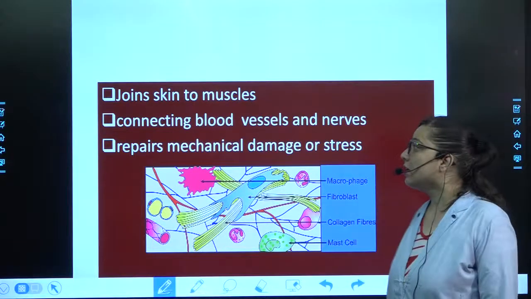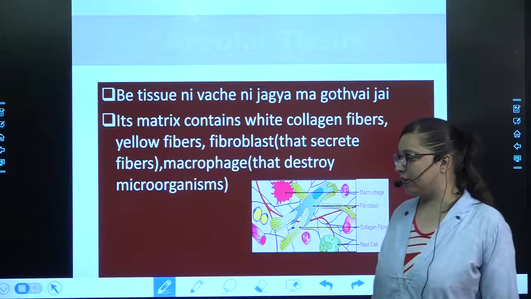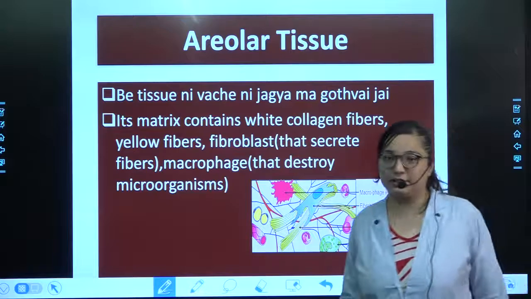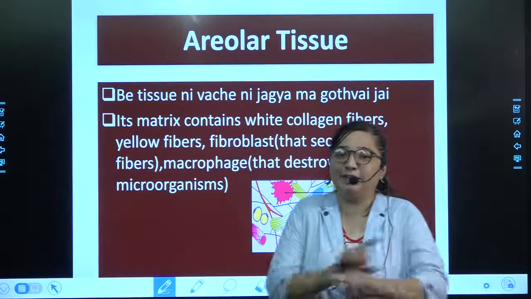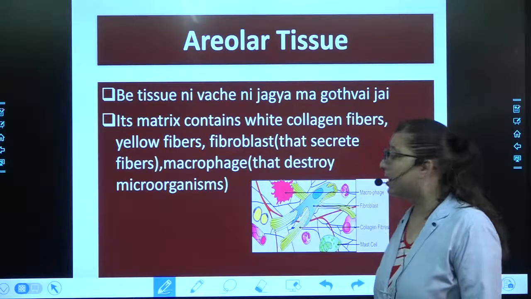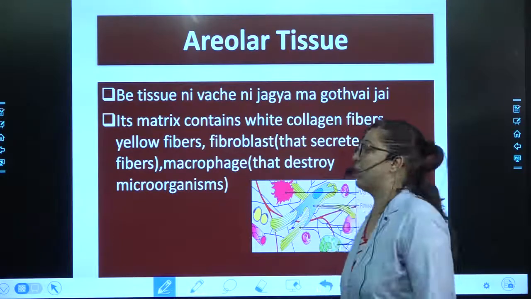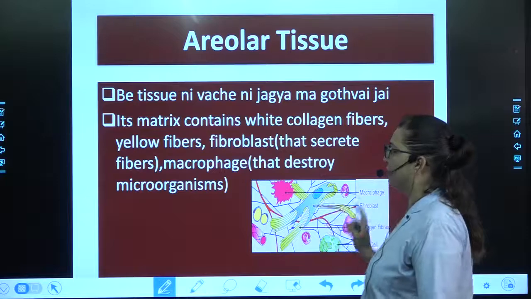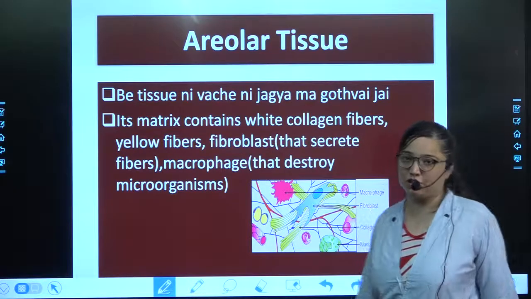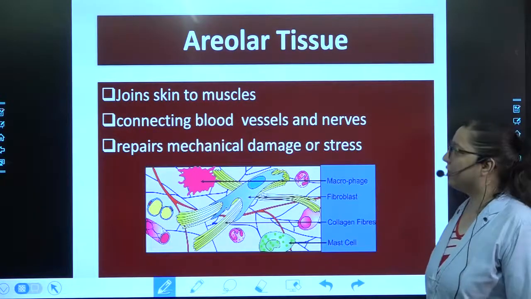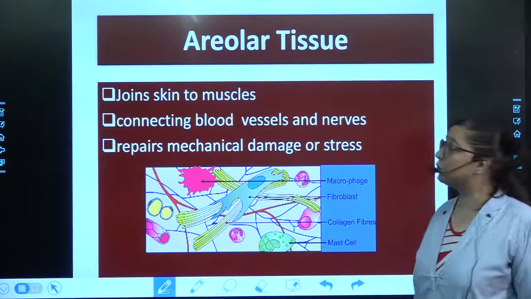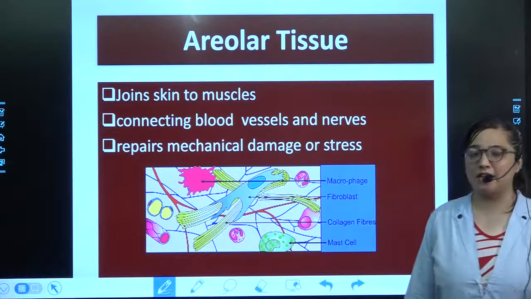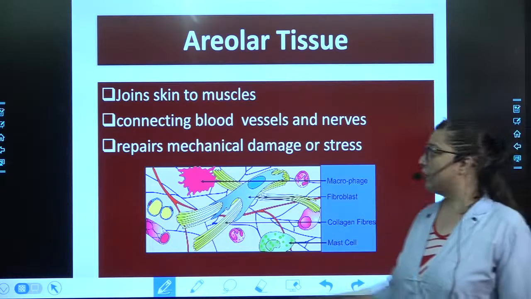Alright. Once again, some important points about the areolar tissue. Its basic function is wherever there is place between two particular tissues, at that place it will just settle down itself. And what does its matrix contain? Its matrix contains white collagen fibers, yellow fibers, fibroblast, and macrophage. Then areolar tissue will join skin to muscles, connect blood vessels and nerves, and repair the mechanical damage or stress. Note down the last 3 points.